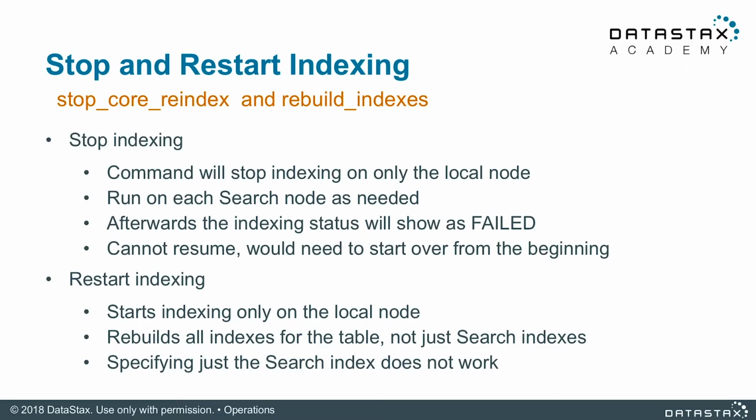You would need to run this on each node that you would want to stop reindexing on. The rebuild indexes is more of a general DSE command that rebuilds all defined secondary indexes for a CQL table. Since the search index is technically a secondary index, you can use this command to initiate reindexing for a table on the local node. Note that if for some reason you have multiple secondary indexes defined for a table, all of them will be reindexed. If that's the case, using the CQL rebuild search index command would be a better solution.